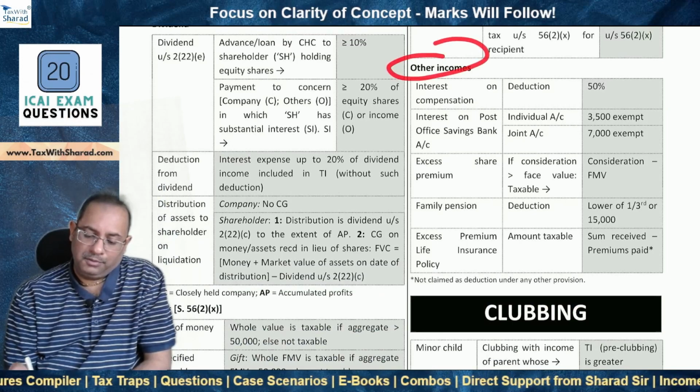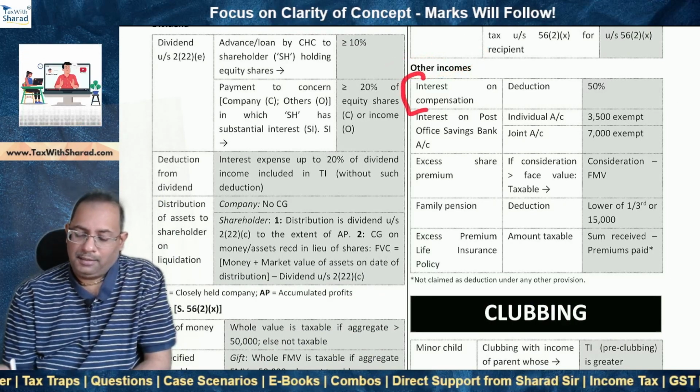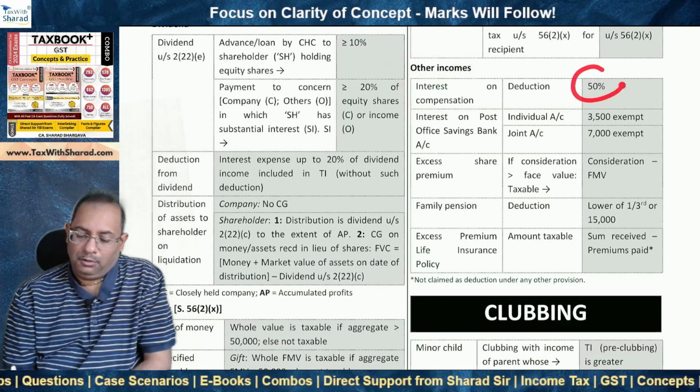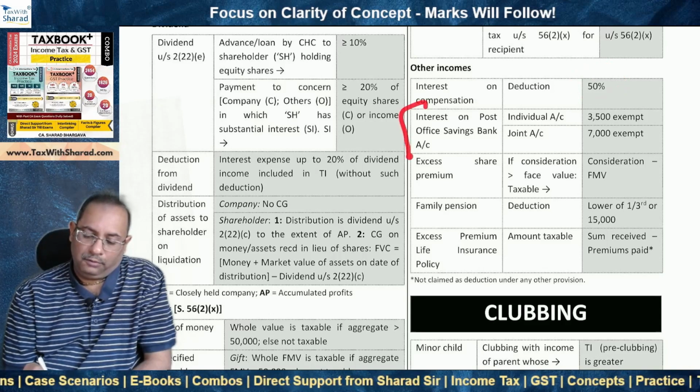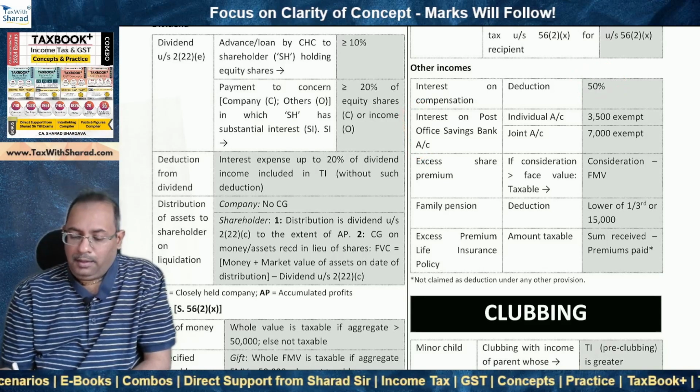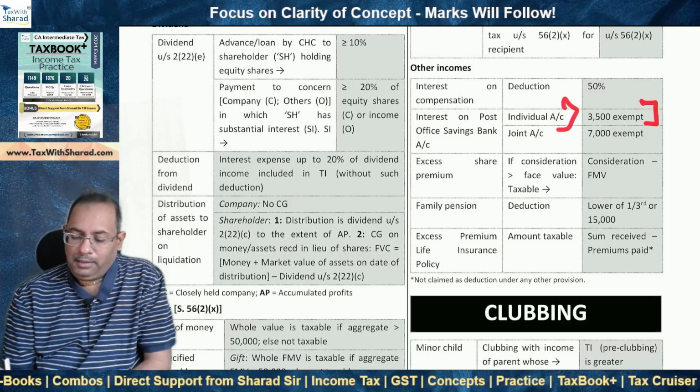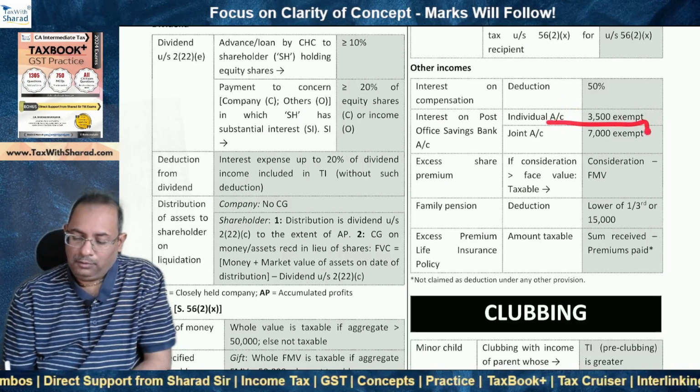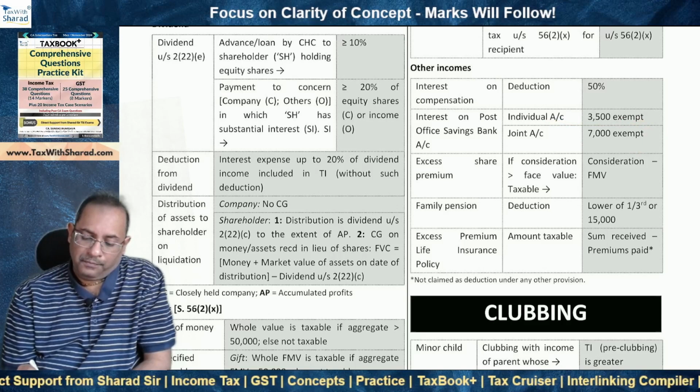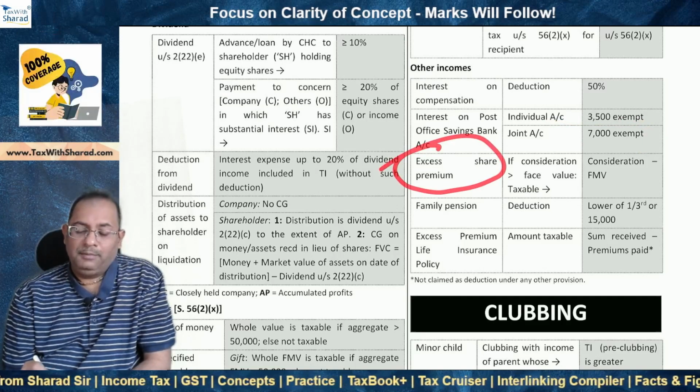Let's look at certain other incomes. Interest on compensation is taxable after giving a flat deduction of 50%. Interest on post office savings bank account: in case of individual account, 3,500 is exempt. In case of joint account, 7,000 is exempt. The balance is taxable.